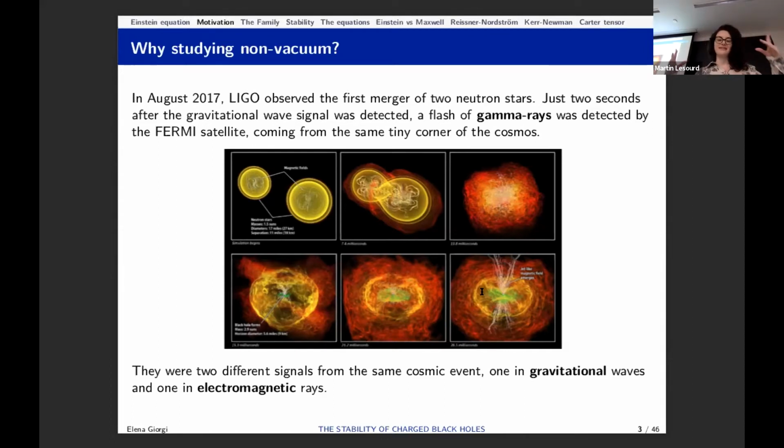And what they realized is that these two signals were coming from the same really tiny corner of the cosmos. So these were two different signals from the same cosmic event, one gravitational wave, one electromagnetic rays. That's what people now call multi-messenger astronomy. So they hope to build a large template of this kind of observations that would be very rich, because the same event is giving two different signals. Here you see in this signal there was an interaction between gravitational waves detected by LIGO and electromagnetic rays detected by the Fermi satellite.